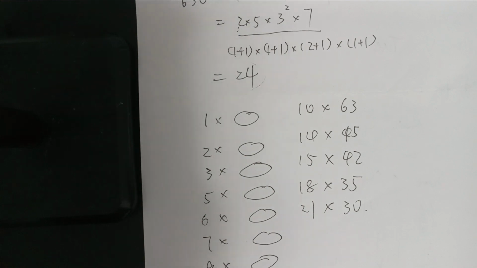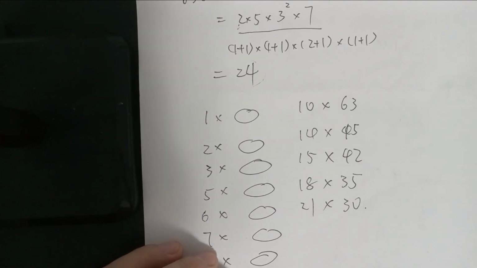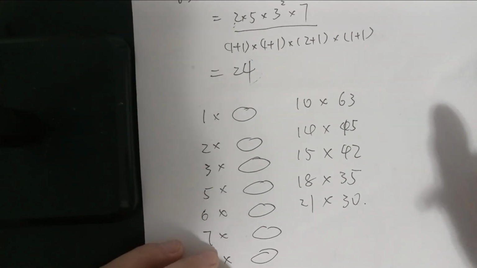So the answer is 5. It's choice D. Five different pairs out there. Okay, this is problem 18. We've done it.